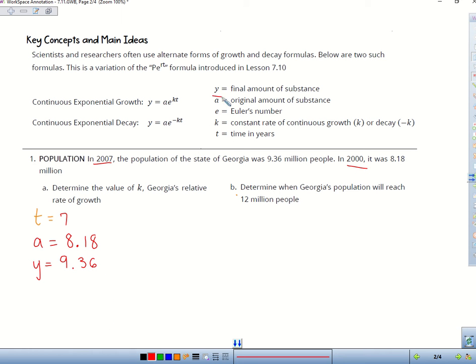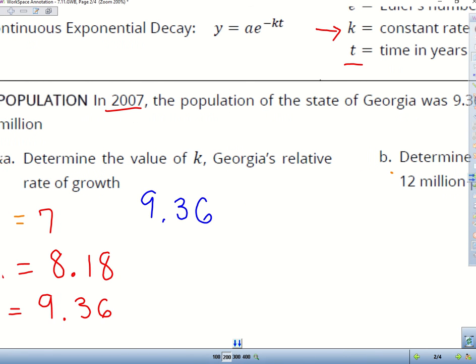So as you can see here, we have y, a, and t. So we can only be missing one variable, and that's true, we are only missing k. So we're going to go ahead and solve for k by plugging into the formula. And remember, e is not a variable. Okay. So this is going to be 9.36. I'll zoom in so you can see it a little better now.